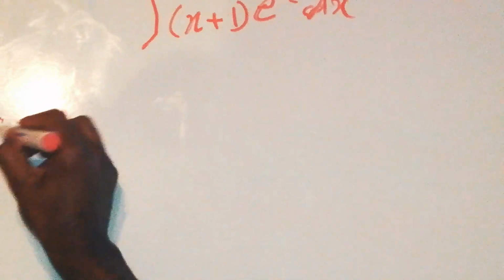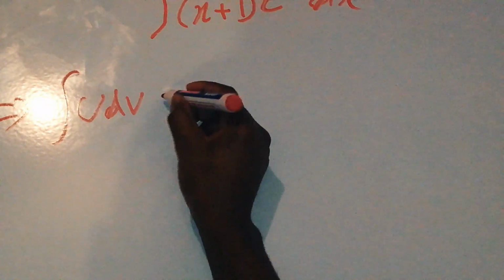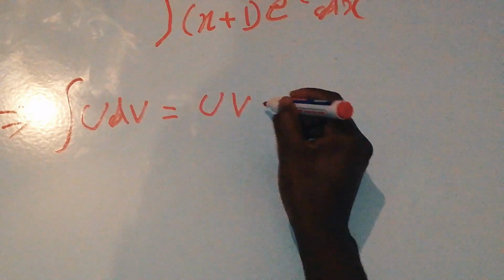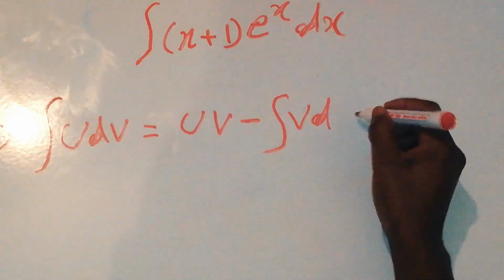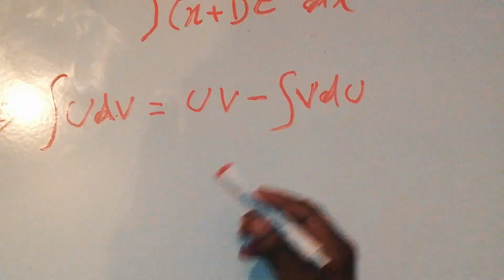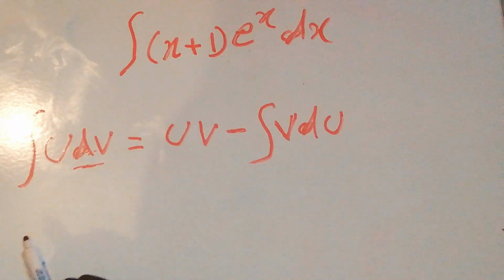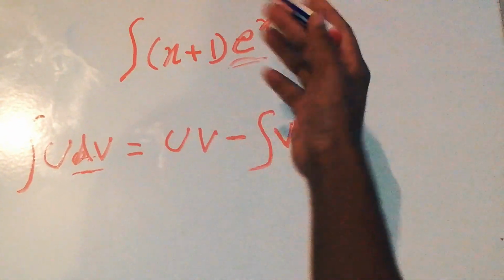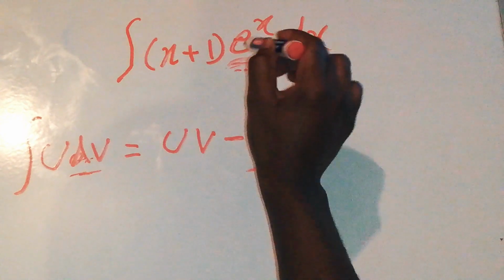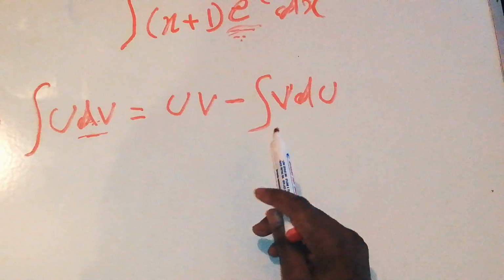As you've seen how we can do integration by parts, you say the integral of u dv is equal to uv minus the integral of v du. In this case, you need to find out which one is your dv. In this particular example, when you see e exponent something, identify that as dv. So let's now proceed. I'm going to show you how you can do this.